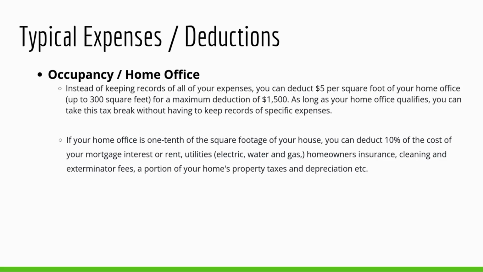Now, typical expenses and deductions, occupancy and home. So a couple of really simple things. One, we have different ways in which we can write off either our physical office and or for those of us who have home offices. Occupancy and home office. One, if we do not want to keep records, instead of keeping records of all of our expenses, you can deduct $5 per square foot for your home office up to 300 square feet, for a maximum deduction of $1,500. If you don't want to keep records, that's the way your home office is going to get deducted.